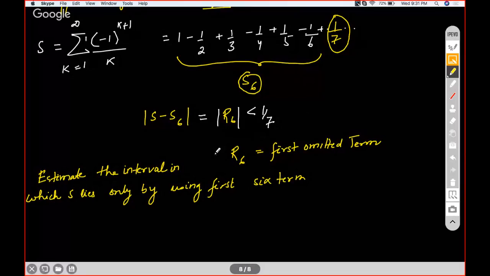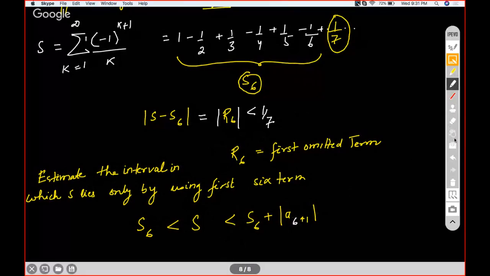Then this example says that your S will actually lie between S6 and S6 plus the mod of the omitted term, where n here is 6, so that will be your 7th term. So I'll make this n as 6. Are you getting this point?